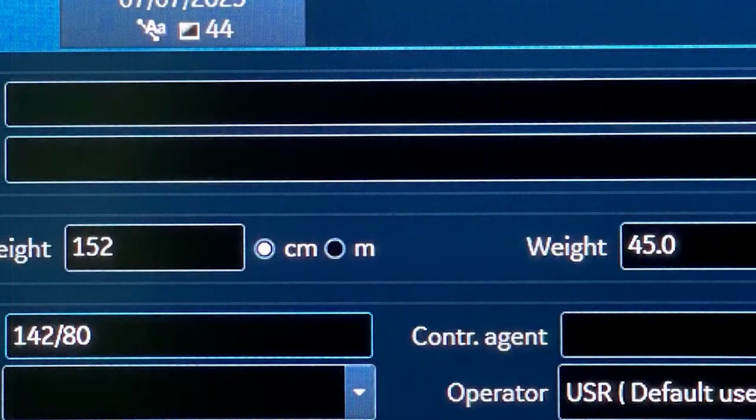Before commencing any study, we need to have a clinical background of the patient, do a clinical examination, look at the ECG, X-ray, take the blood pressure, enter it in the patient data, take the height and weight, and also connect the ECG cables before commencing the study.